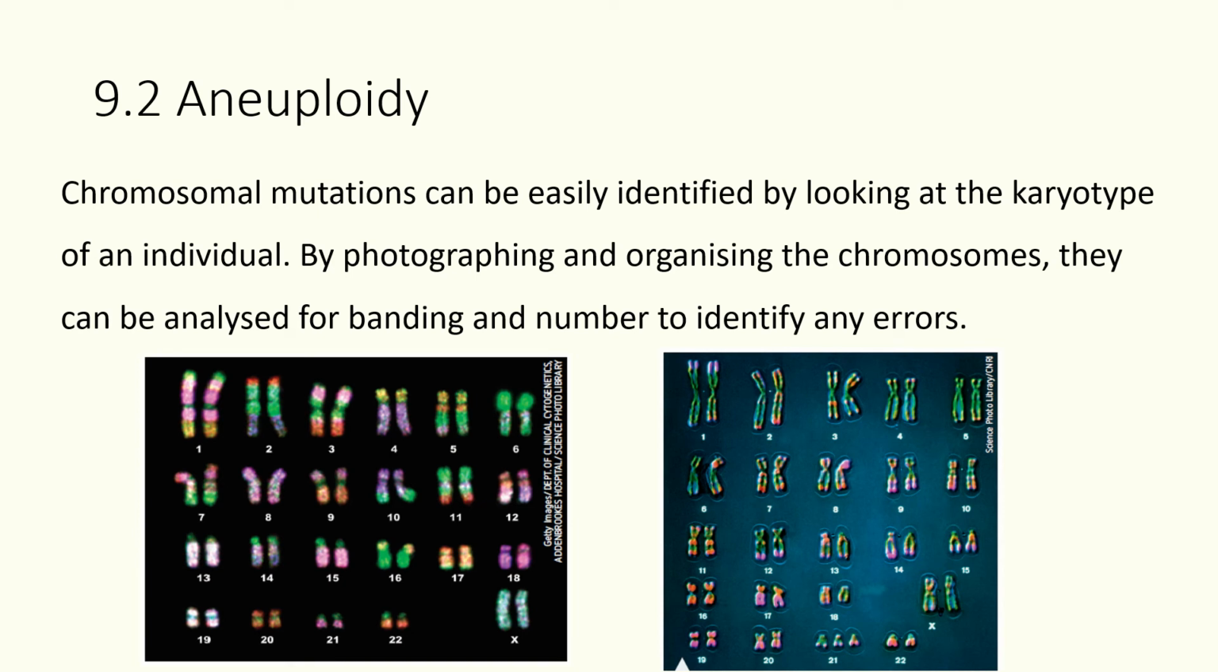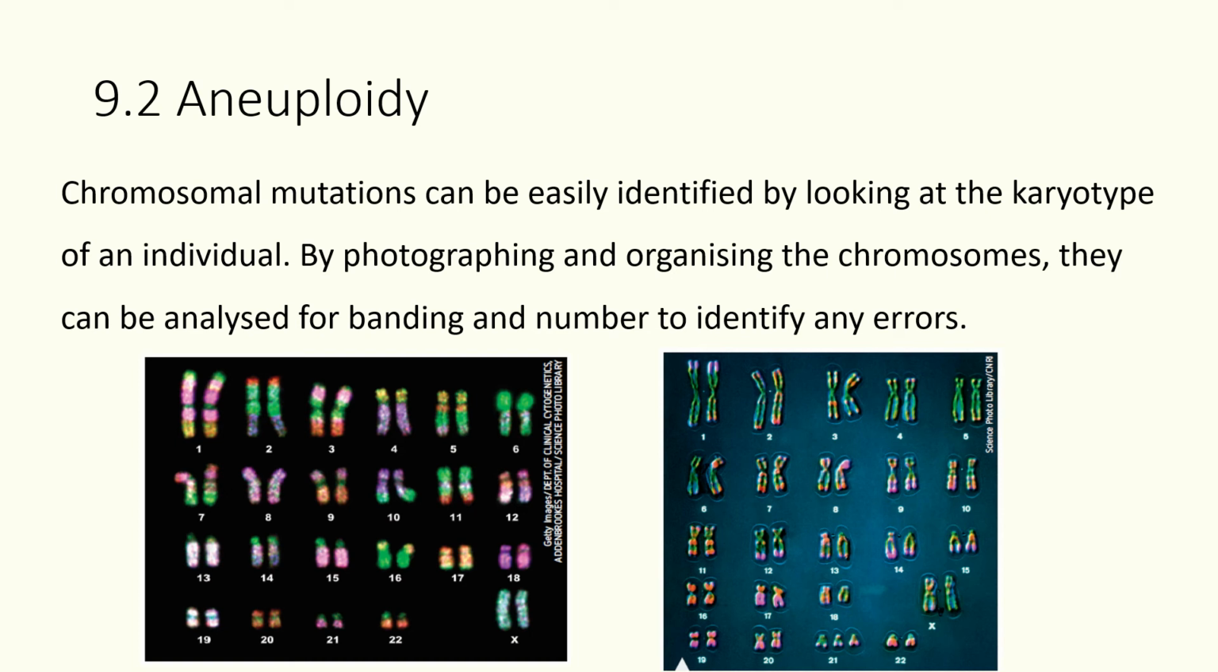So if we look at this karyotype here of these individuals, looking at the first karyotype, we can see that they've got 22 somatic chromosomes and the 2 X sex chromosomes, and they've got 2 of each of those chromosomes, 2 of each of the 23. So that means they are euploid. They have the normal number of chromosomes.